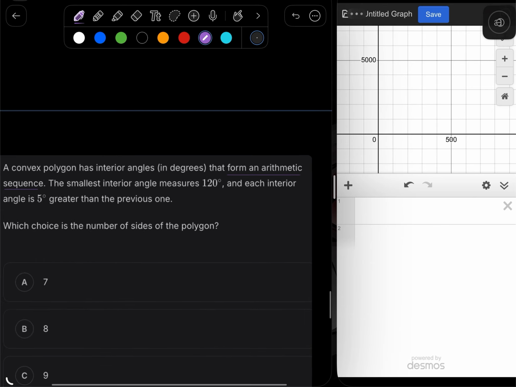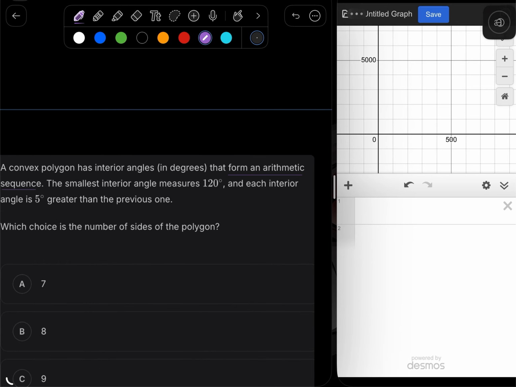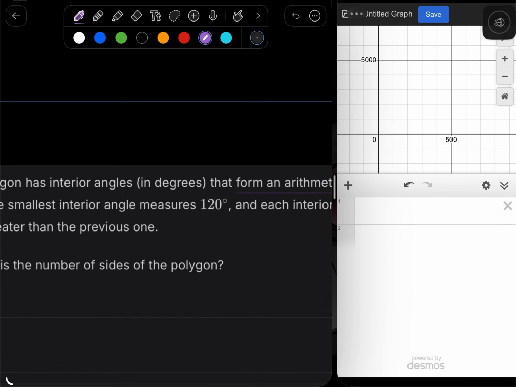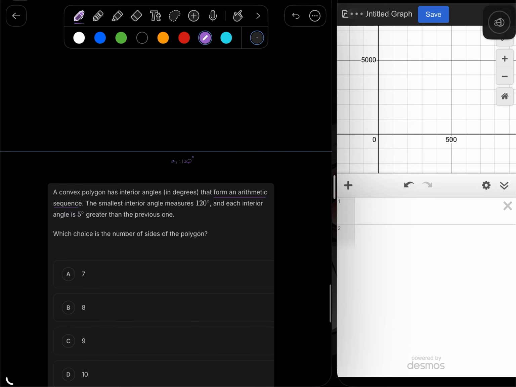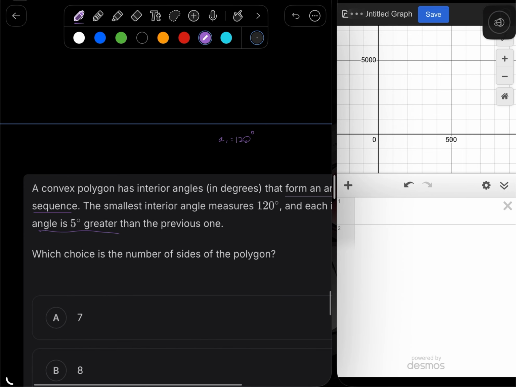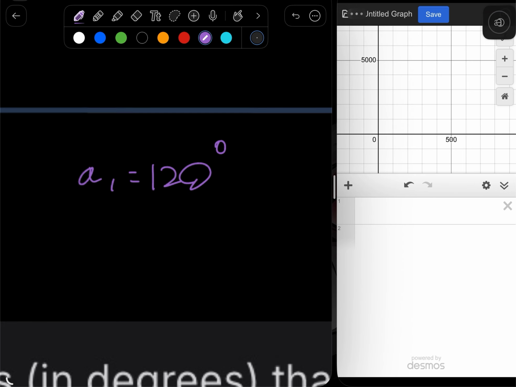So in our problem, we're given that the first term of that sequence is 120, because that's the smallest angle. So we have 120, that's the first one. I'm going to write A1 to signify that's the first. And we know that the difference is 5, because it increases by 5 each time. So for the difference, I'm going to write d equals 5.